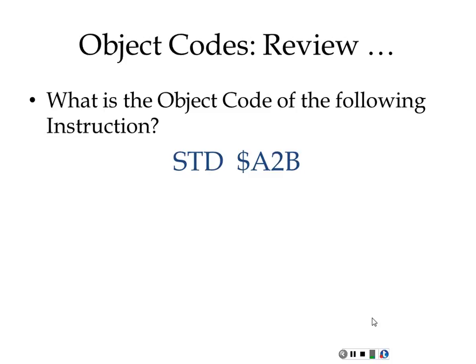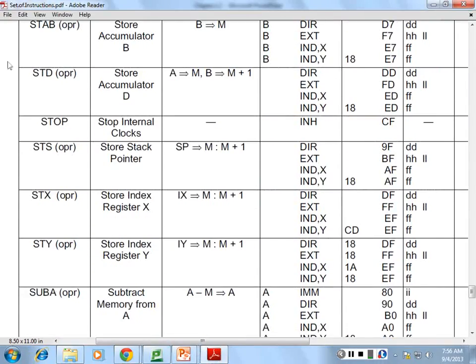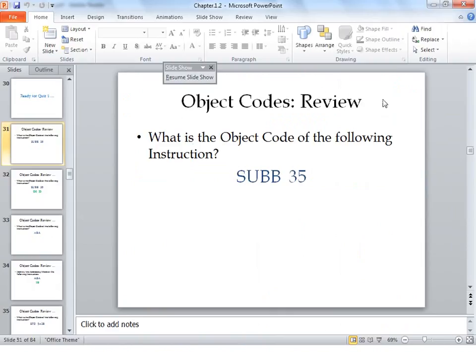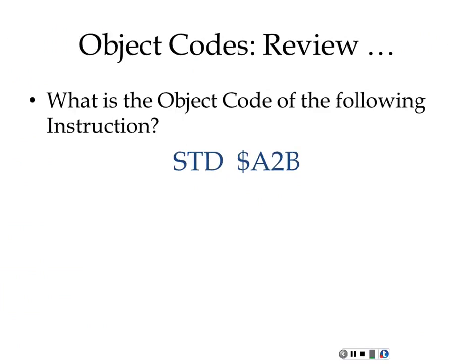Now let's go back to the set of instruction and find STD. Okay, now this is your STD here. And as we know that this is extended, the opcode is going to be FD, right? So let's go back to the slide and see. Okay, so this is going to be FD, but look at the data part. Now this is the first time you see the data is in 2 bytes, right? Now how do you write A2B in 2 bytes?